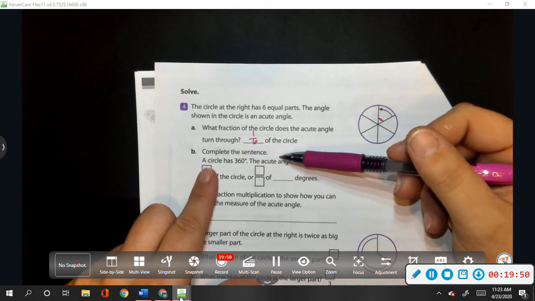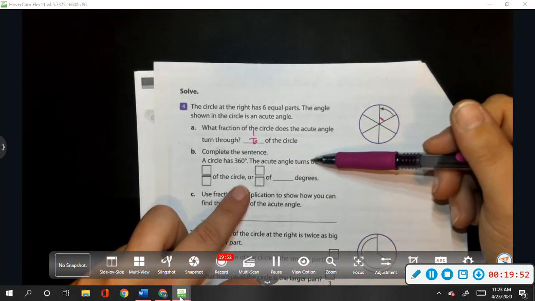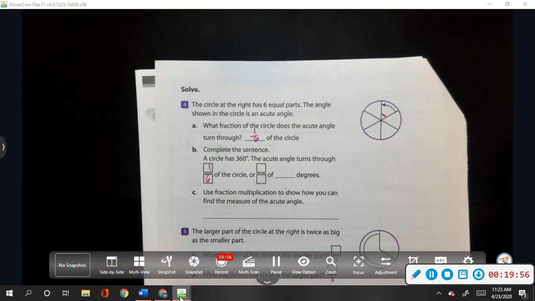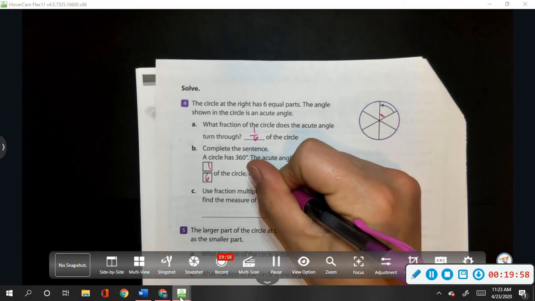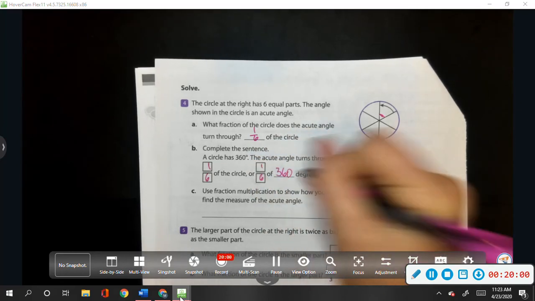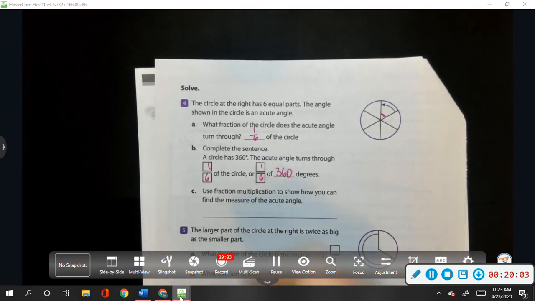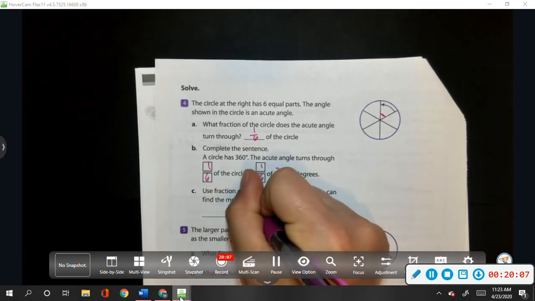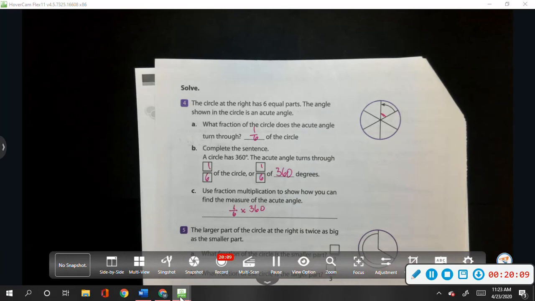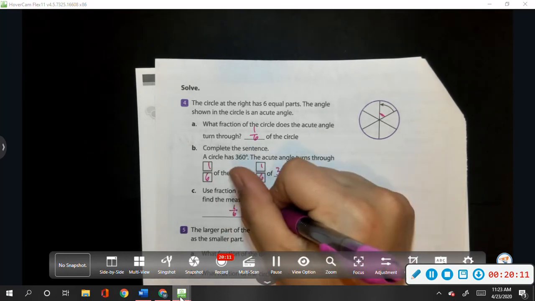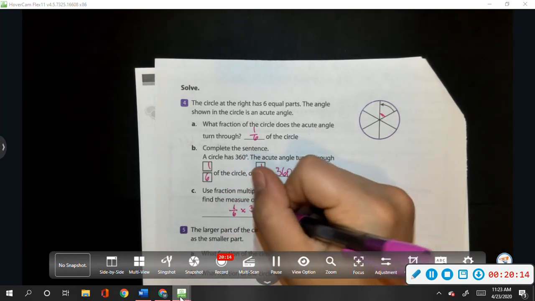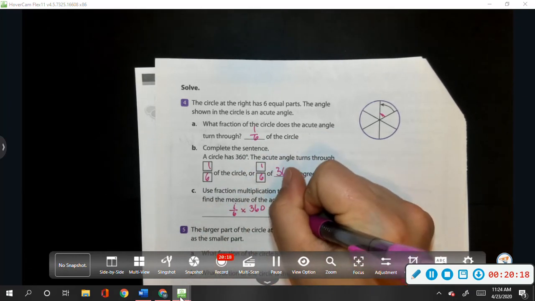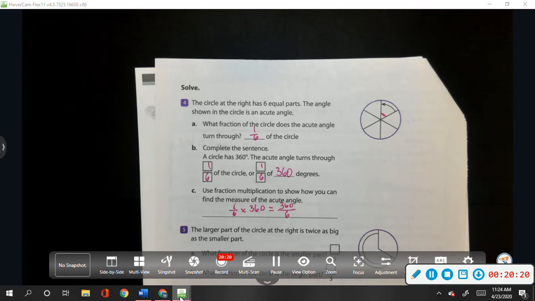We're going to complete the sentence just like we did on the page before. A circle has 360 degrees. The acute angle turns through 1/6 of the circle, or we could also say 1/6 of 360 degrees. Then we're just going to use our fraction multiplication to solve for the problem. Now, if it's confusing you to put that 1 under the whole number, you can just do the 360 times 1 is 360 and just carry your denominator down.